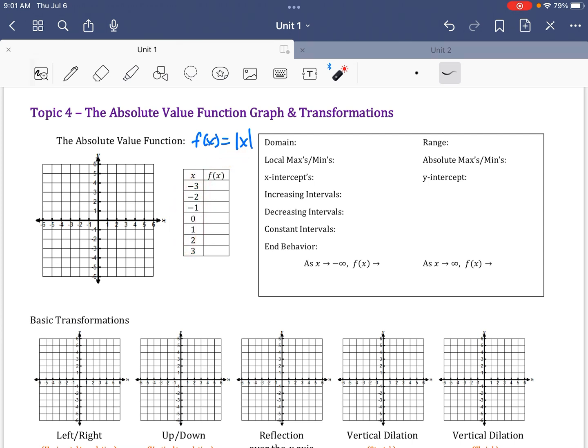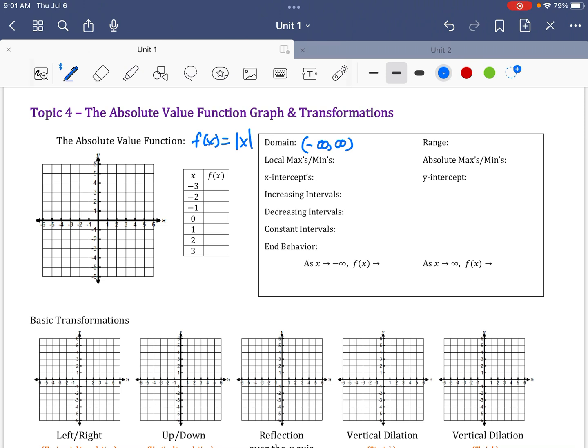So that's our domain. Now's a good time to talk about what you can plug in there. Well, I can take the absolute value of any number, so my domain is from -infinity to infinity. You can put any real number in there. Okay, so let's see also how that looks on the graph.